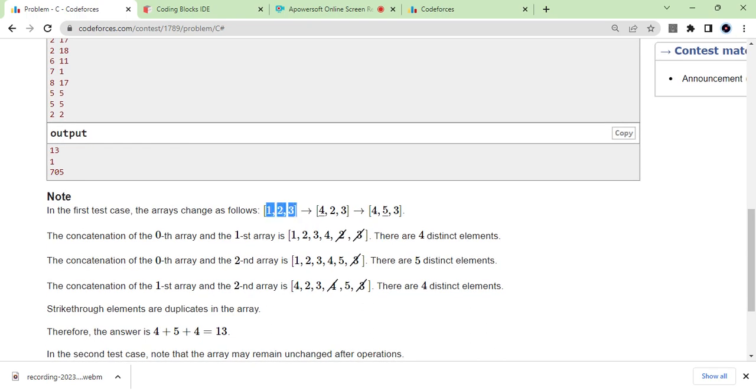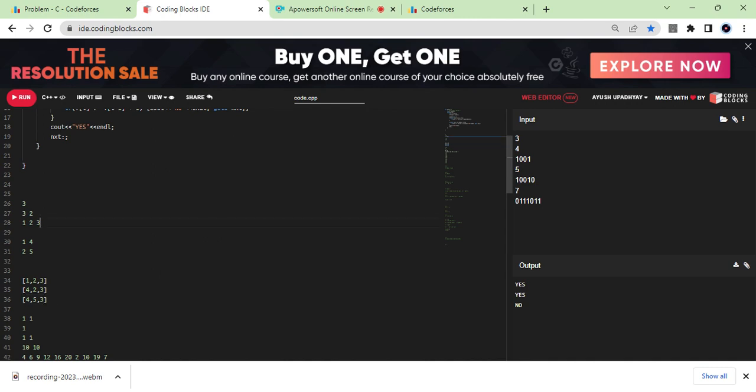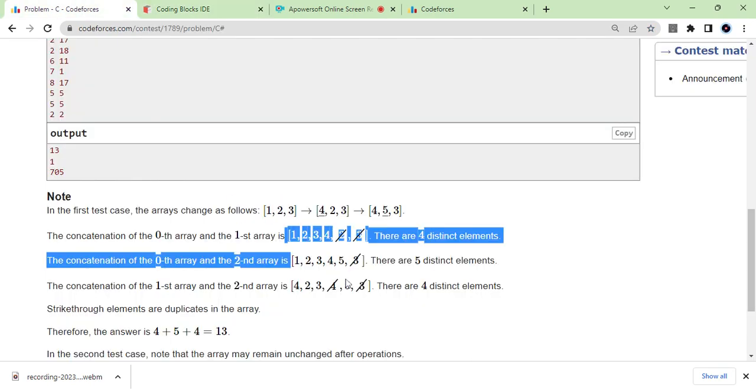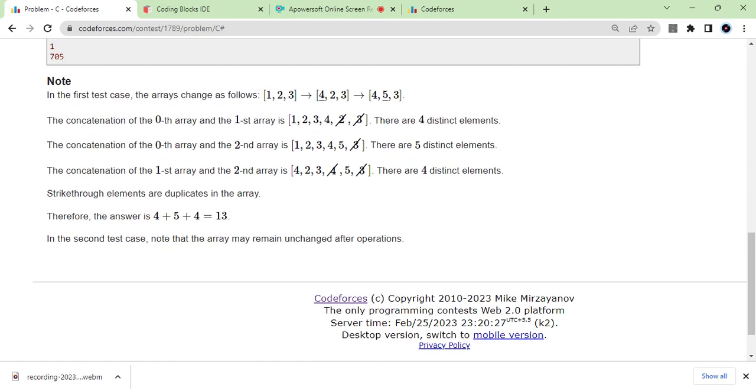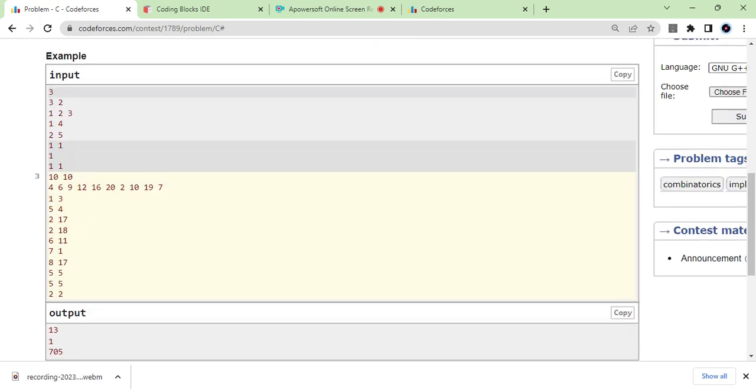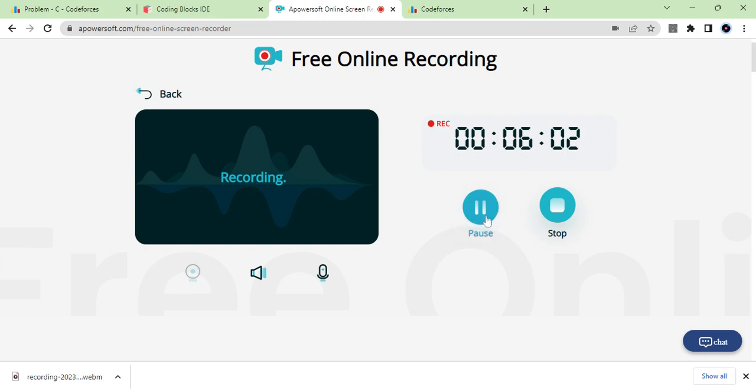So then there are three possible concatenations, because 3C2 is 3. You have to choose any two of these and concatenate them with each other. So the first array will go with the second array, the first array will go with the third array, and then the second and third arrays can go together also. This is the thing being shown over here. You count the number of distinct elements, then you add them up. So how to do this question? That is the thing. Whew. So let's think about this.